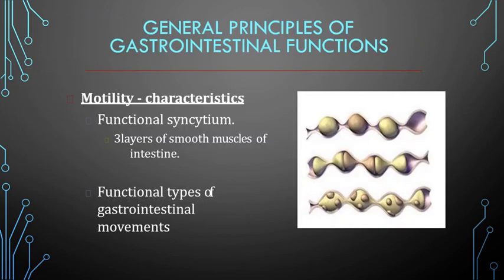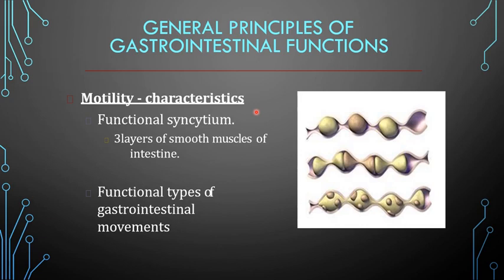The general principles of gastrointestinal functions. Here you need to know that the small intestine is the largest part of the total gastrointestinal tract. It accounts for 3/4 of the whole length of the GIT, which amounts to 600 centimeters in length. The small intestine has all the layers which we have seen in the introduction part of the GIT. All the 3 layers are present, and especially the muscularis externa has the outer longitudinal and inner circular muscles.